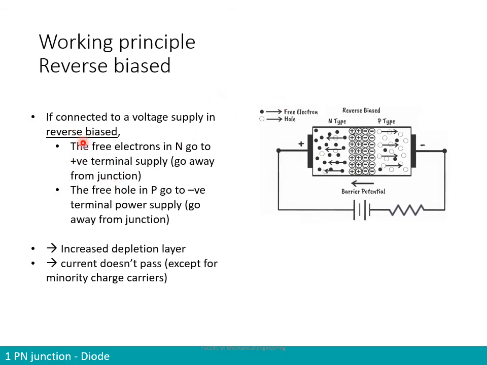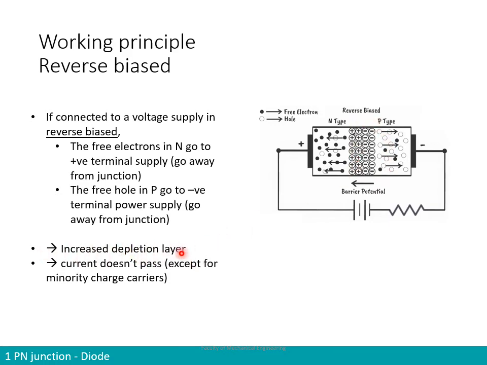If it is connected in reverse bias, the free electrons in the n-type will go to the positive terminal of the battery, and the same goes for the holes in the p-type, which go to the negative terminal of our power supply, thus creating a larger barrier potential. The area where we have barrier potential is what we call the depletion layer.